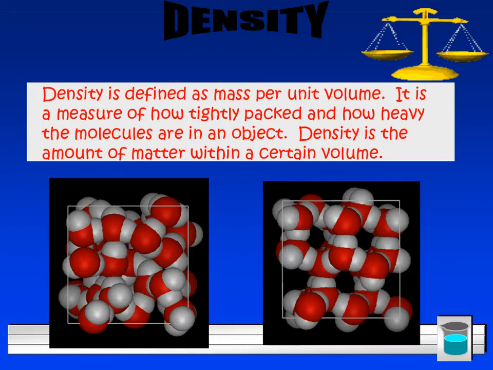So the units for density are mass divided by volume. And again, the most common units would be grams over milliliters.